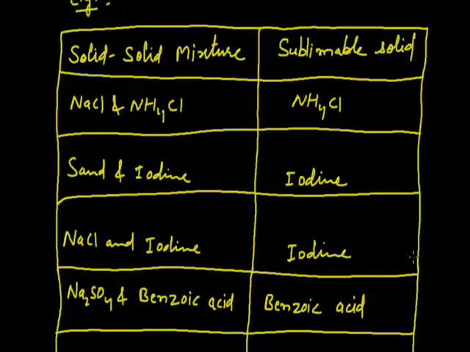We have a table of examples of solid-solid mixtures and the solid which is sublimable. In the mixture of common salt and ammonium chloride, the sublimable solid is ammonium chloride. In a mixture of sand and iodine, iodine is the sublimable solid. In common salt and iodine, iodine is the sublimable solid. Sodium sulfate and benzoic acid undergoes sublimation, and a mixture of iron filings and naphthalene shows sublimation.